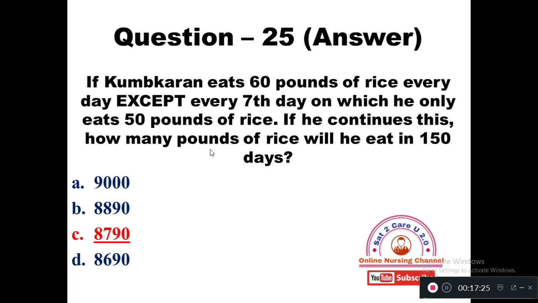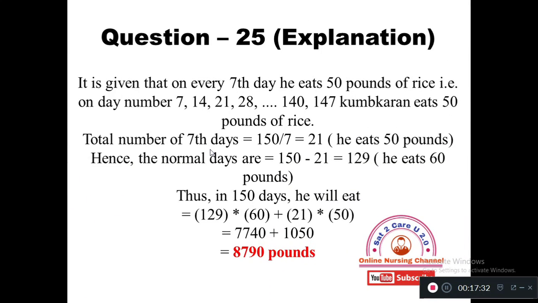So first see the answer. Option C, 8,790 is the right answer. Let's see how the sum is calculated. It is given that on every seventh day he eats 50 pounds of rice. So in 150 days, take all the seventh days, that is 7, 14, 21, 28, up to 147. Count how many seventh days are coming. In these days he has eaten 50 pounds of rice per day.